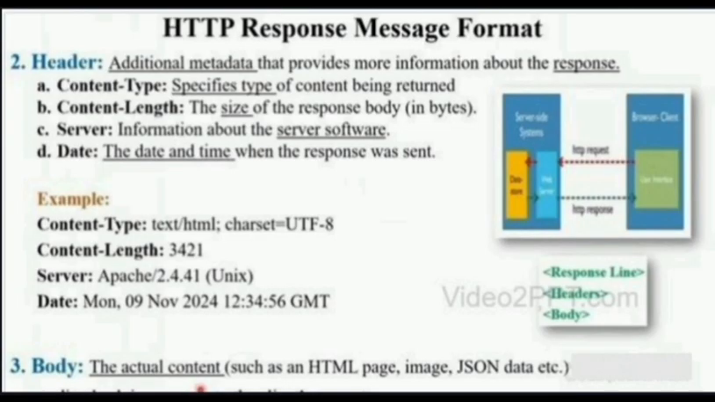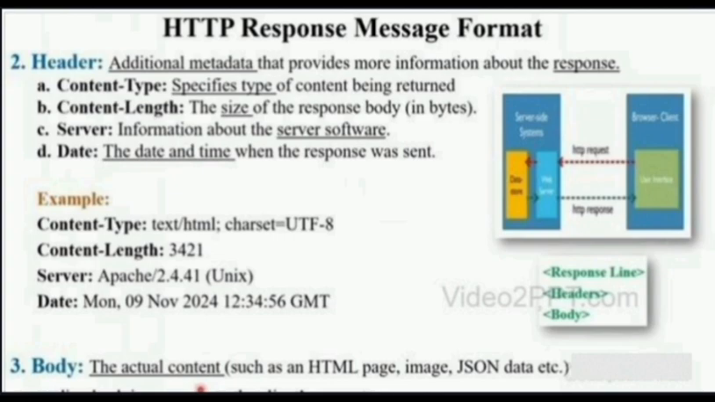Headers. The headers provide important metadata about the response and the server itself. This data helps the client process the response correctly. The key examples include Content-Type, Content-Length, Server, and Date. Firstly, Content-Type. This specifies the type of content being returned, letting the browser know how to render it, such as text/html or image/jpeg.